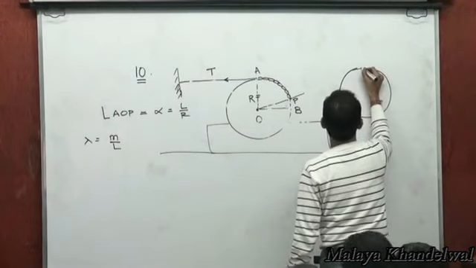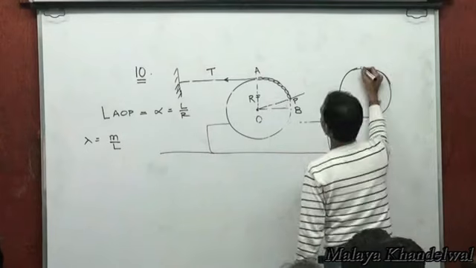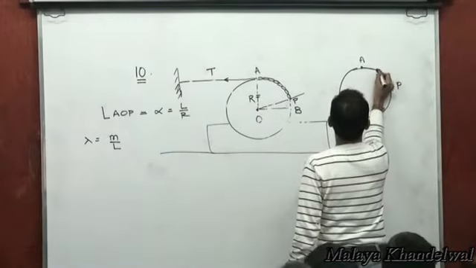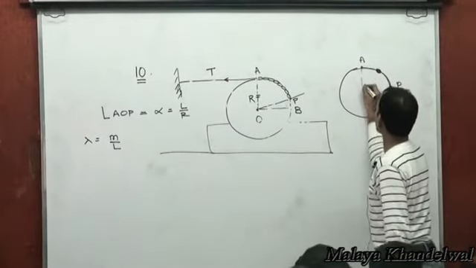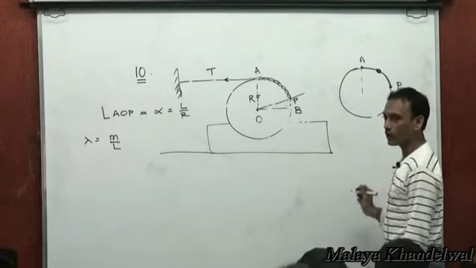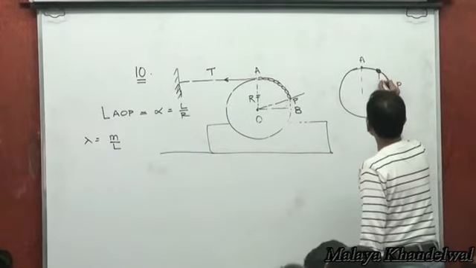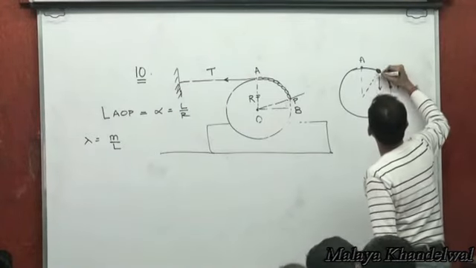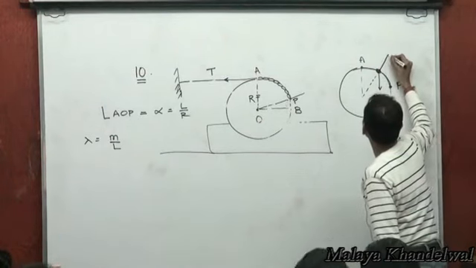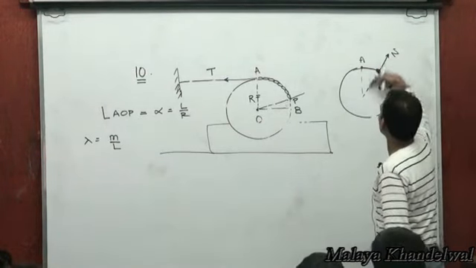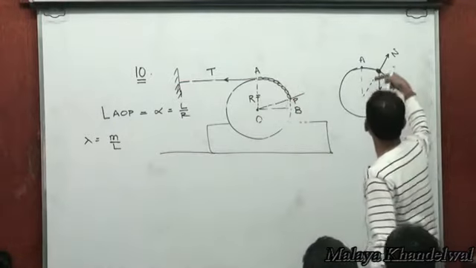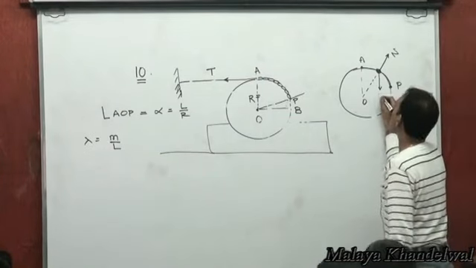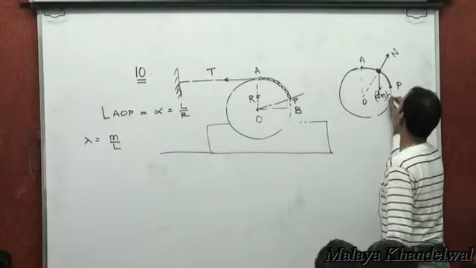Any given element of the chain, for example, if you look at any given element from A to P, then on this element there is mg acting downwards, the weight of this element. There is a normal reaction whose line of action will always pass through O, right? And then there is weight, dm into g, acting downwards, right?